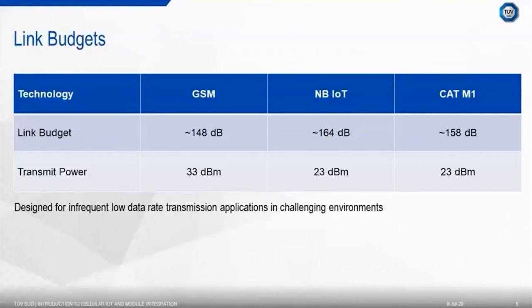So in this slide, we've got a comparison of link budgets for GSM, NB-IoT, and Cat-M1. So what exactly is a link budget? Well, the link budget defines the signal loss that the system can tolerate and still provide a suitable use case. An acceptable use case will depend on the application. Where high reliability is required, the signal-to-noise ratio will need to be high, whereas if lower reliability of the link is acceptable, then a higher link budget can be achieved.